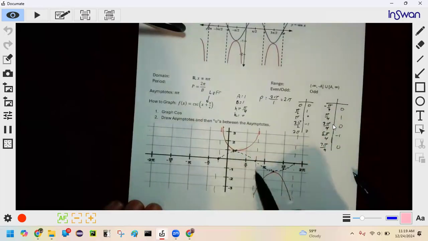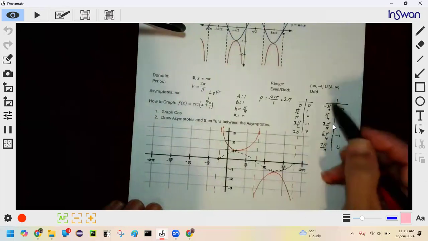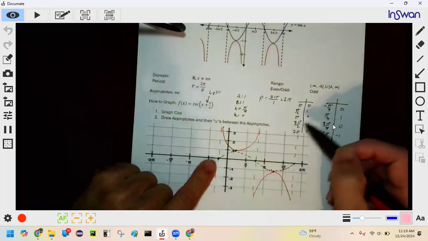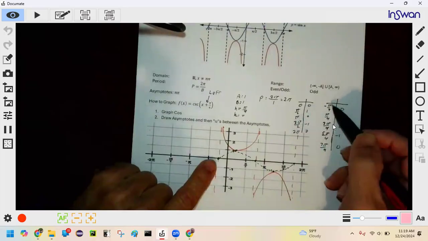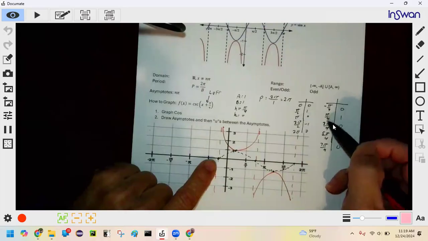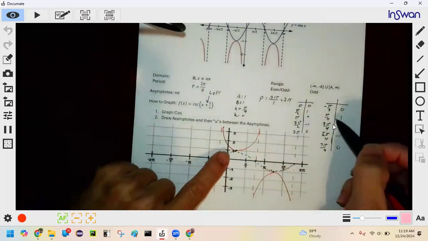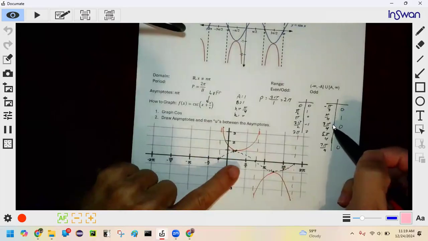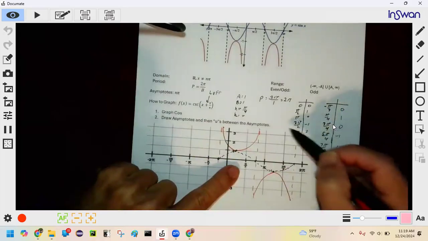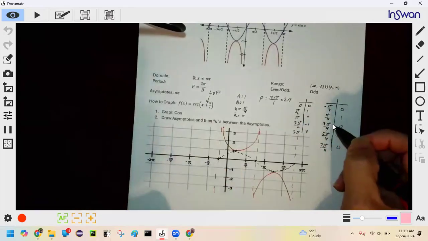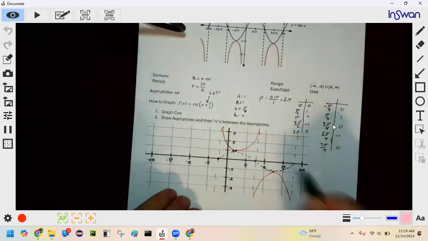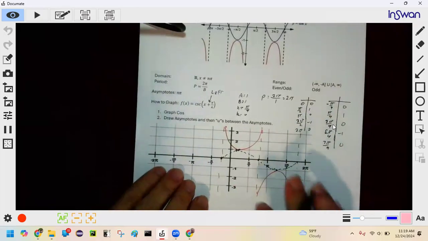Like that. Still think I've got a mistake right here somewhere. This is not symmetric. It should be symmetric. Negative pi over 4, 2 should become pi over 4. Should be 5. I've made a mistake here somewhere, but I think you guys get the idea.